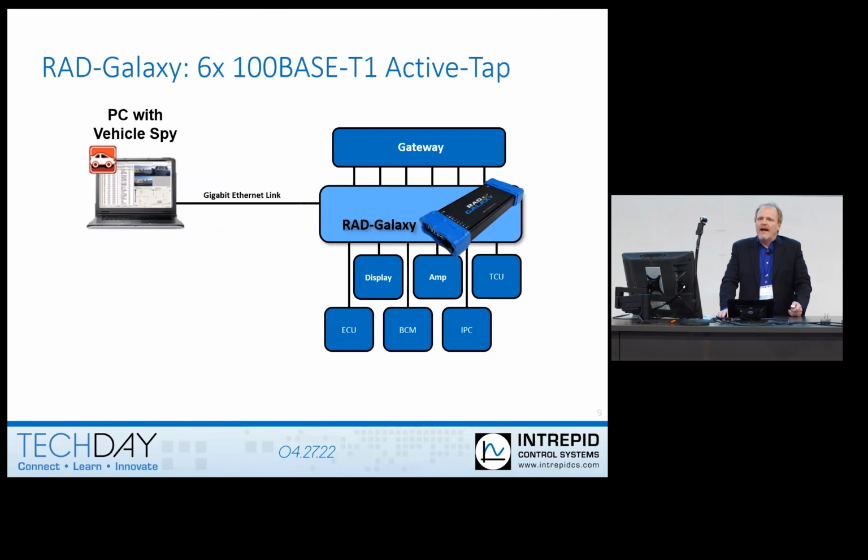So for tapping, we have something called a RAD-Galaxy, and this is 6 active taps, because when you're instrumenting a vehicle or a bench or a breadboard or subsystem, you're interested in what's going on in the whole network. You don't want to see what's going on between just the switch and the head unit. So it can tap up to 6 different links of the network. In this case, it's showing a gateway connecting 6 different ECUs.